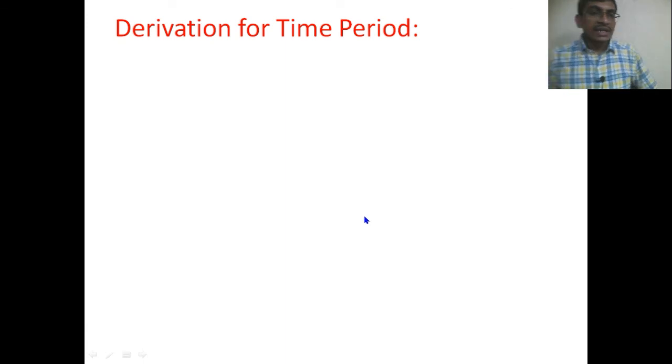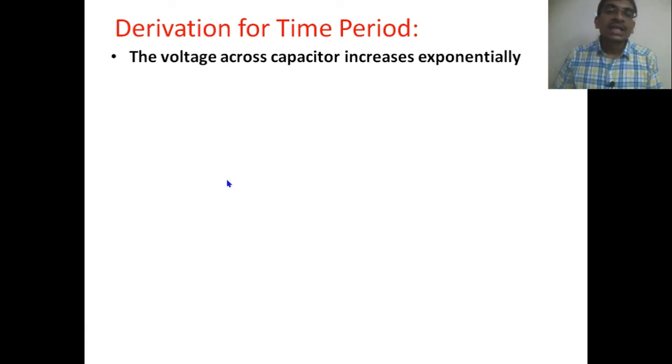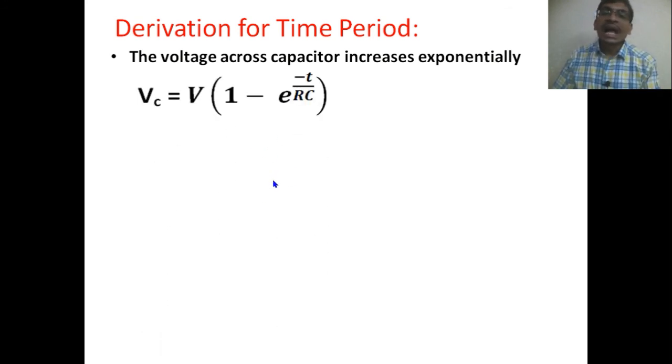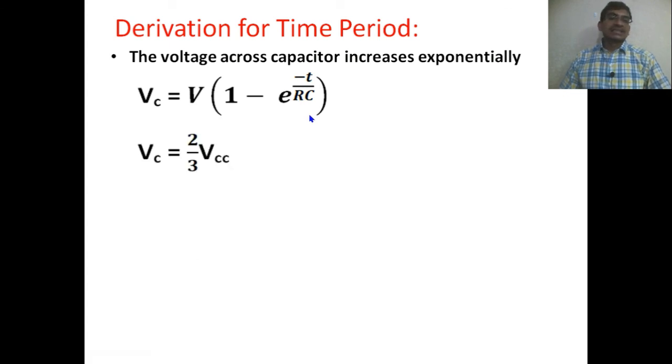Okay, so let us see the derivation for the time period of the monostable multivibrator. The voltage across the capacitor increases exponentially, and it can be given as Vc = V(1 - e^(-t/RC)). Here V is nothing but VCC. At the last charging point Vc = 2/3 VCC, because the capacitor will charge only up to 2/3 VCC.